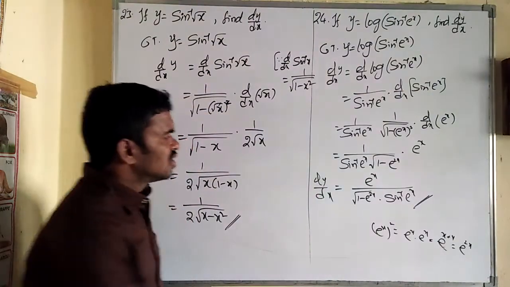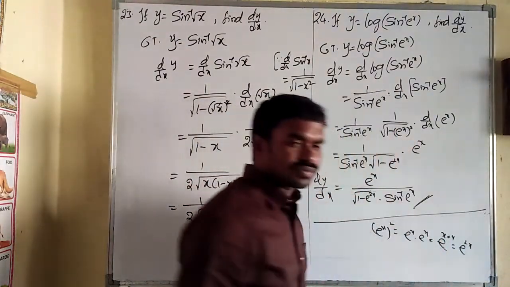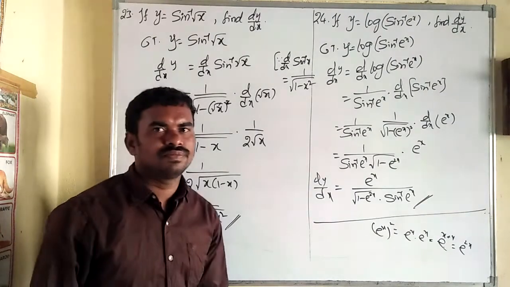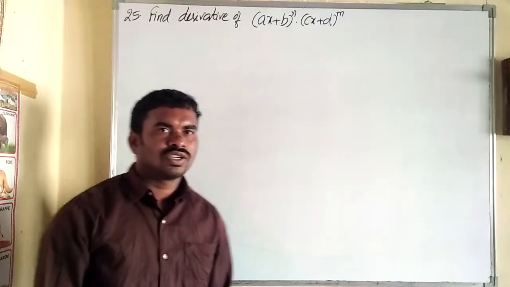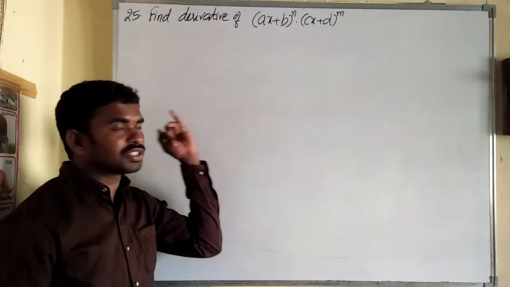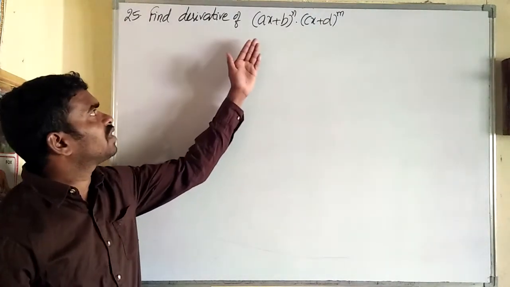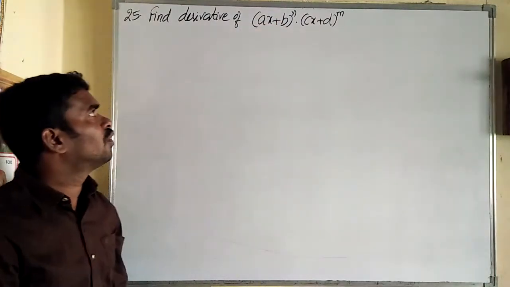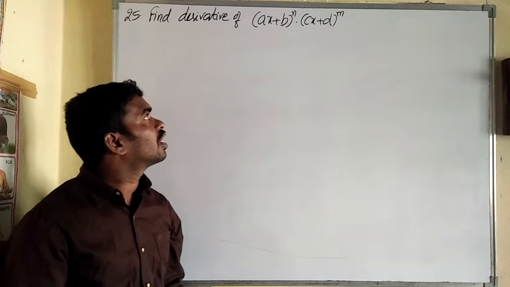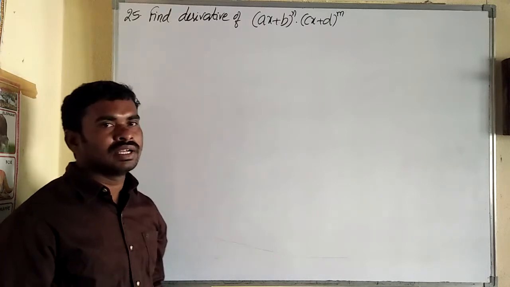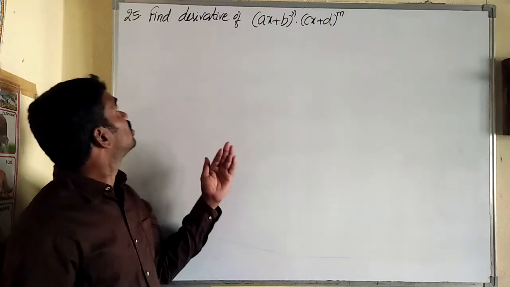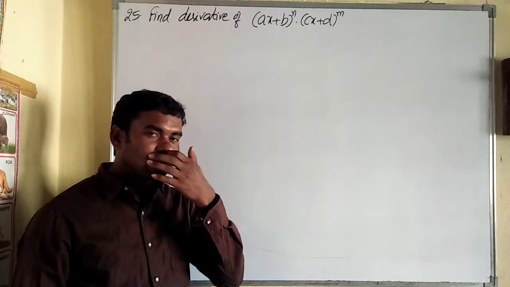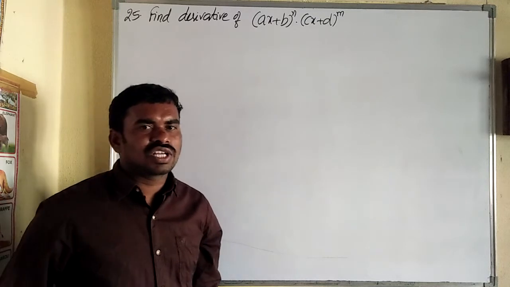Got it? So these are some 2 marks questions. 24 are completed. So the 25th question: find the derivative of (ax plus b) whole power n into (cx plus d) whole power m. Okay. So this also we can complete in this part 3. Next part 4, after 25, means from 26 onwards, up to 34 or 35 are there. So these questions are enough.